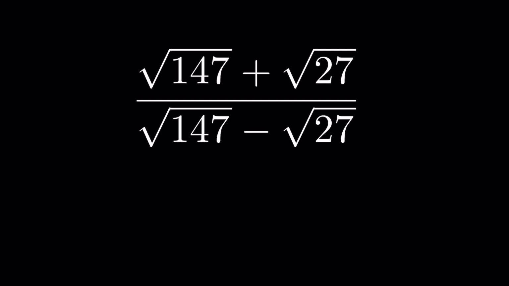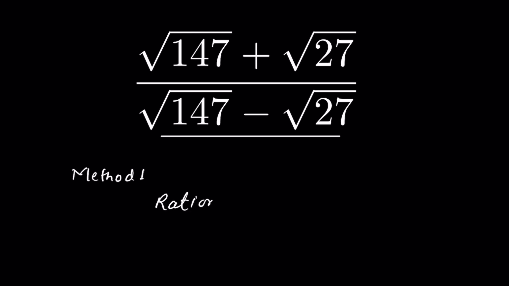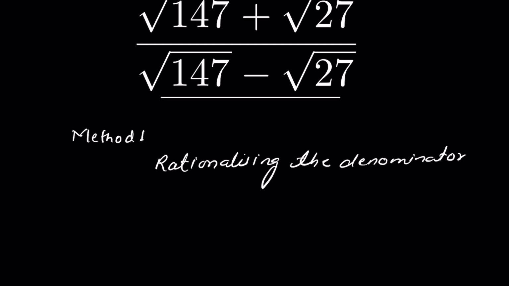Square root of 147 plus square root of 27 upon square root of 147 minus square root of 27. We can simplify this using two methods. In the first method, we will rationalize the denominator. How do we rationalize the denominator? To rationalize it, we divide and multiply by the conjugate of the denominator.